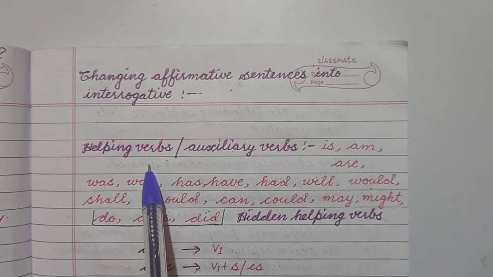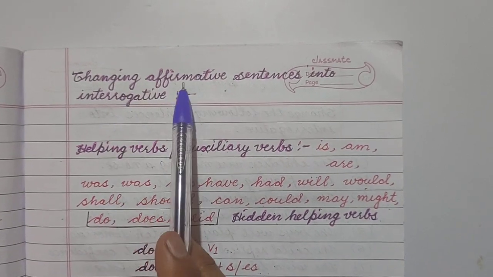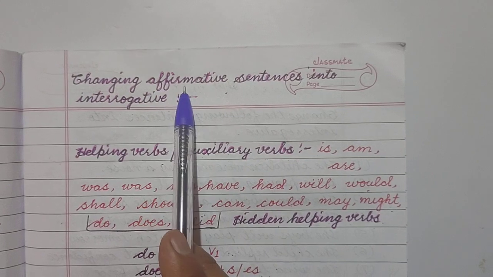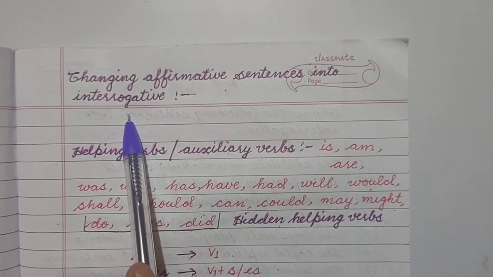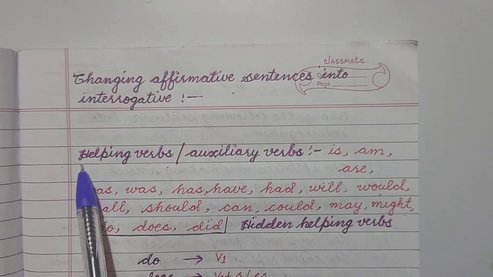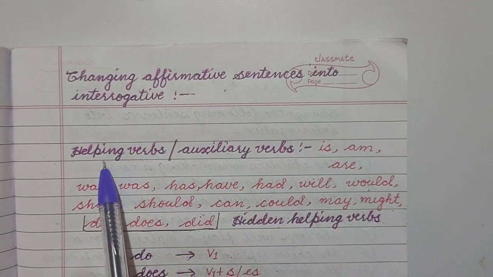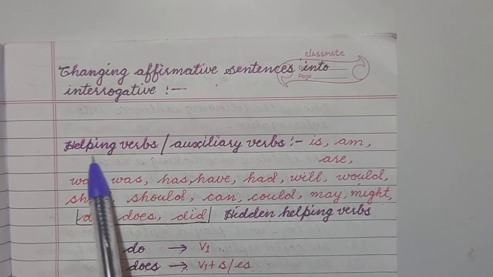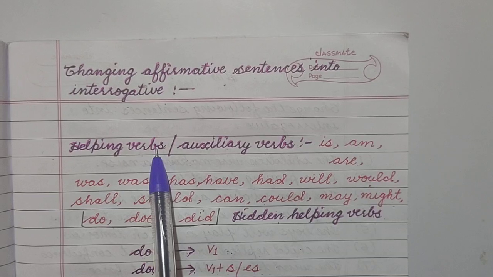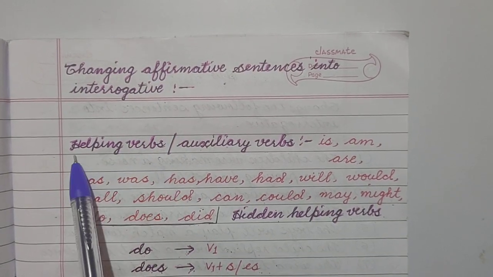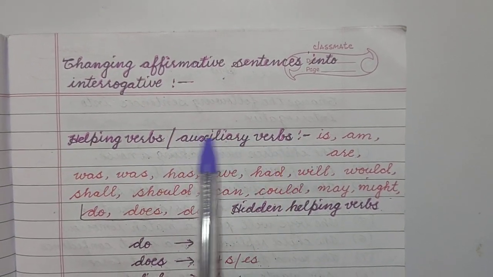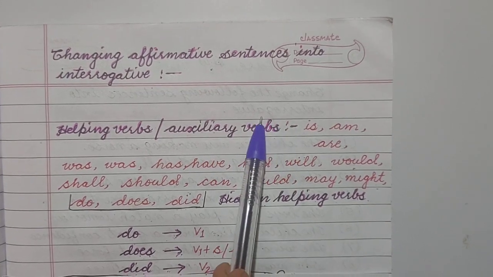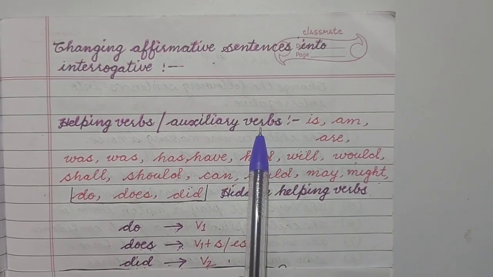Hello students, today we are going to learn how to convert affirmative or positive sentences into interrogative. For this, we must know helping verbs. Students, I hope you all are now familiar with helping verbs. But again, I am telling you about it. Helping verbs are called auxiliary verbs also, and they are used to make negative or interrogative sentences.